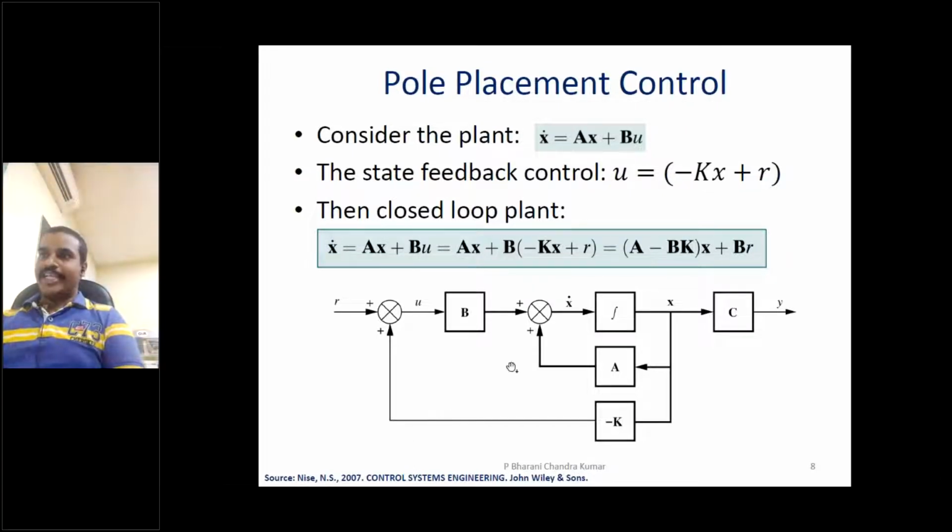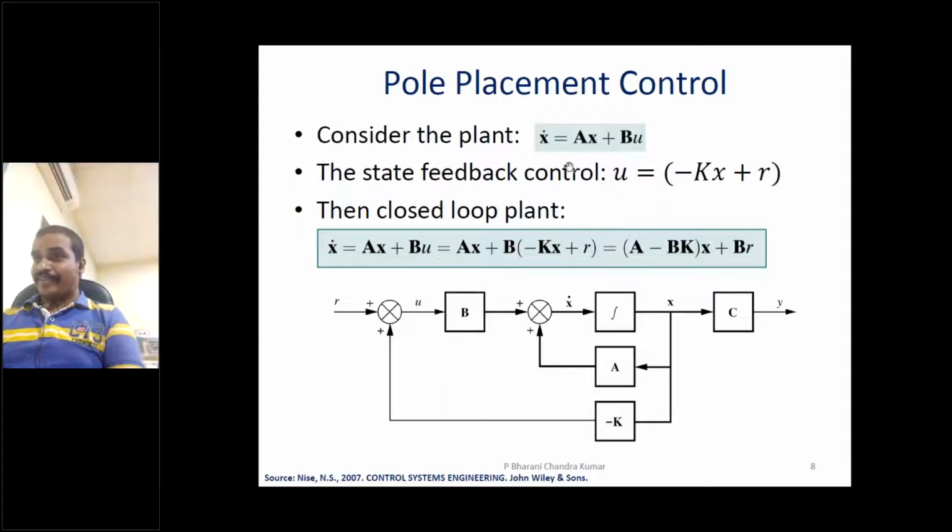So what is unknown here is this k, and this is called the pole placement controller gain. So this k is unknown here. So this is called the pole placement controller gain. Okay. So how to find this gain is the main thing that you want to do for the pole placement.